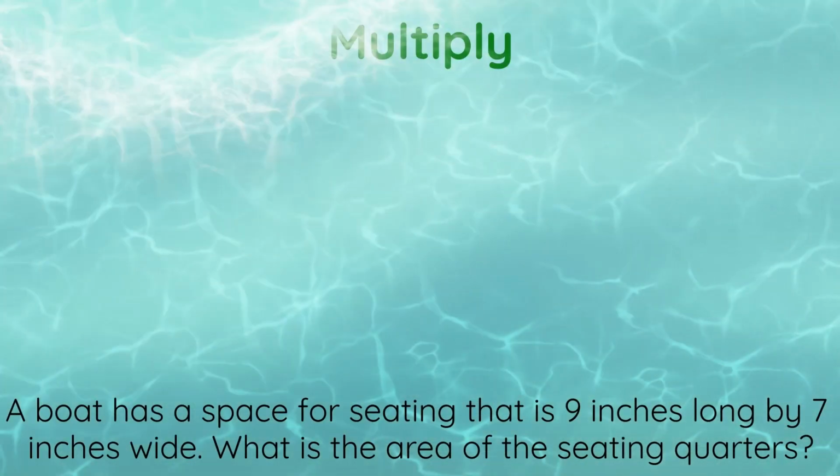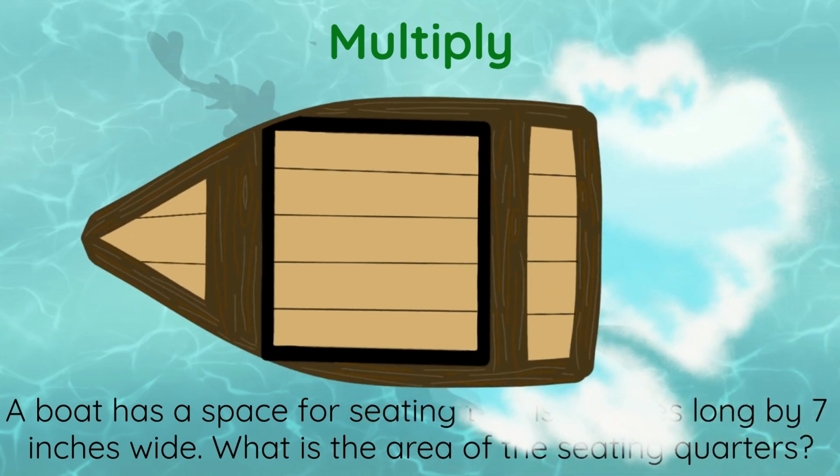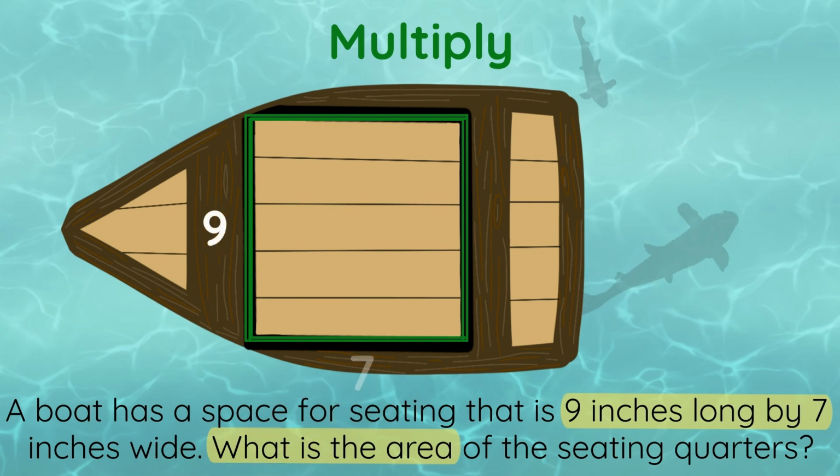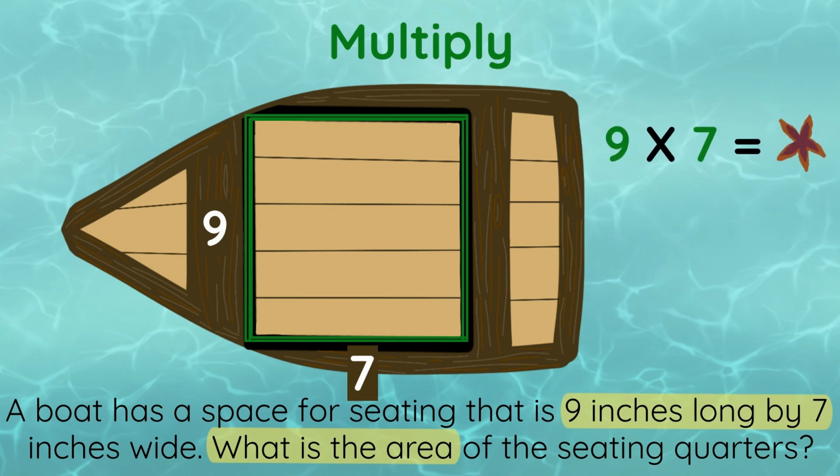The final strategy is to multiply. In the word problem below, it states a boat has seating that is 9 inches by 7 inches. What is the area of the seating quarters? To show my work, I will label the side lengths 9 and 7. Next, I write an equation. To find area, we multiply 9 times 7. 9 times 7 is 63. We get an answer of 63 inches squared.